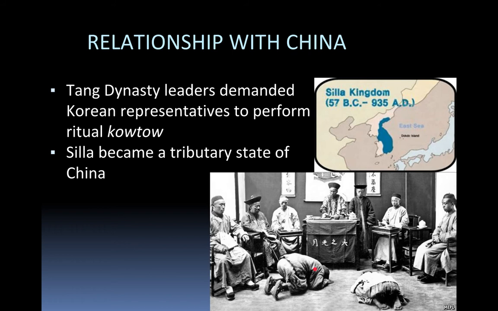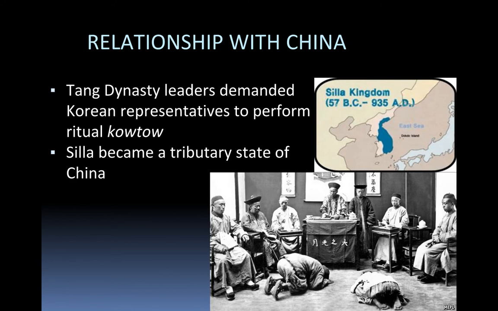And then, in addition to the kowtow, Silla ends up paying tribute to China in exchange for the traditional benefits, things like military protection and trade privileges. So Korea ultimately is somewhat dependent on China at this period. The Korean kingdom agreed to perform kowtow and pay tribute because they wanted to appease the Chinese. They figured that the alternative might be some military aggression, which they didn't want.